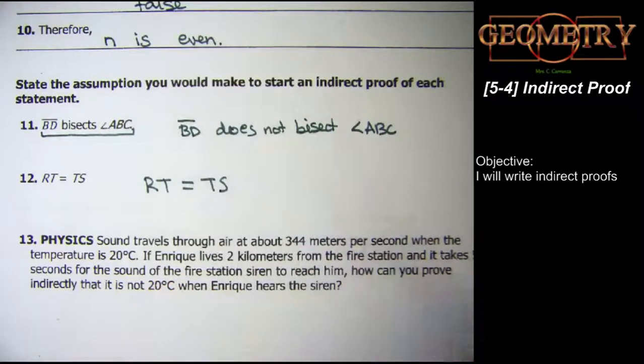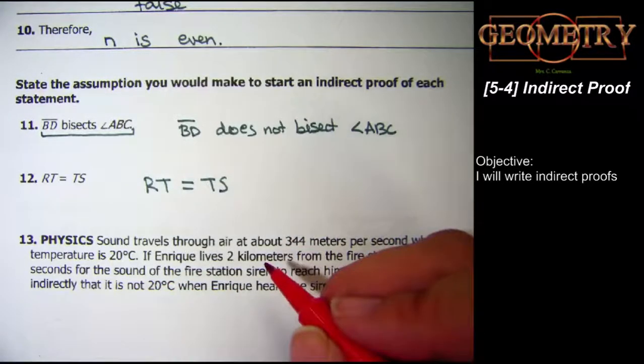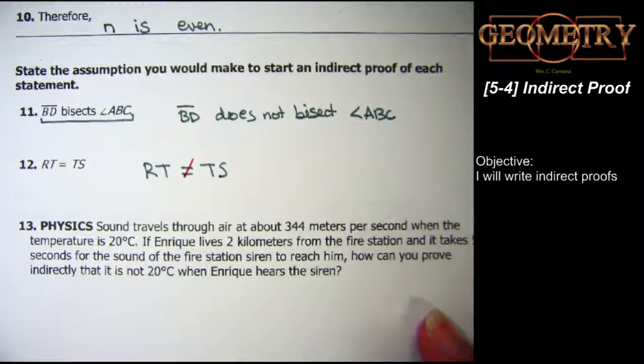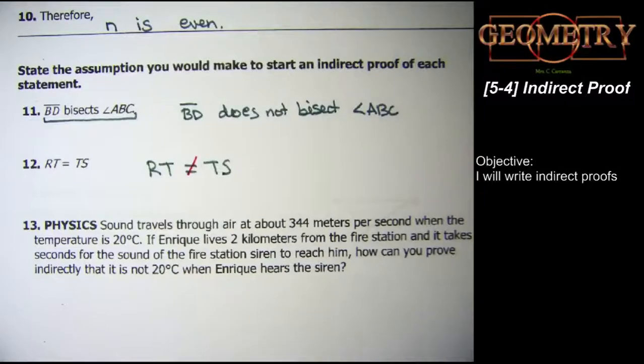Here's how you write RT not equal to TS. Ready? Color red optional. You don't have to put the color red through it. I like it. Yeah, emphasis. I like it, the not. Like, makes it, oh, it's wrong.